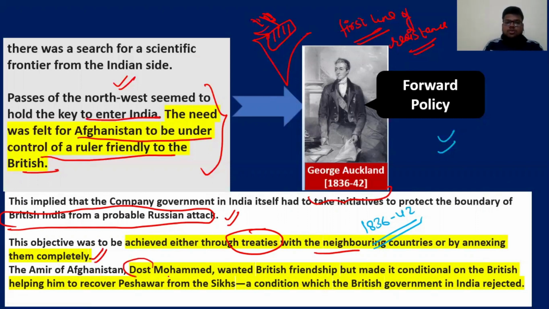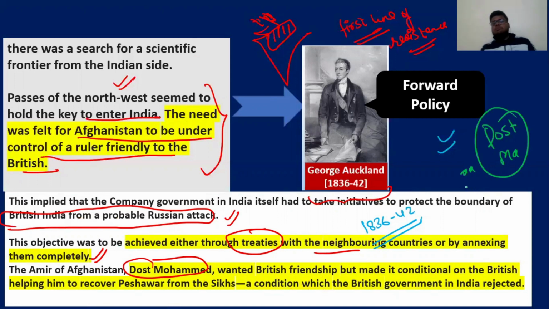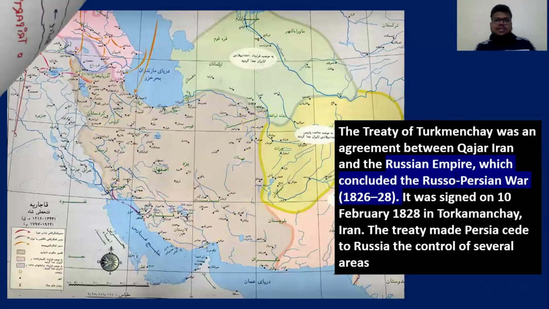Now, Dost Muhammad was there, the Amir of Afghanistan. He wanted British friendship, and he will remain a very important character in our story. Mr. Dost Muhammad, remember him. So Mr. Dost Muhammad wanted British friendship, but he said, I will sign a treaty with you with one condition, that I want the recovery of Peshawar from the Sikhs. Now, at that time also, what is happening? Let us see the map as well.